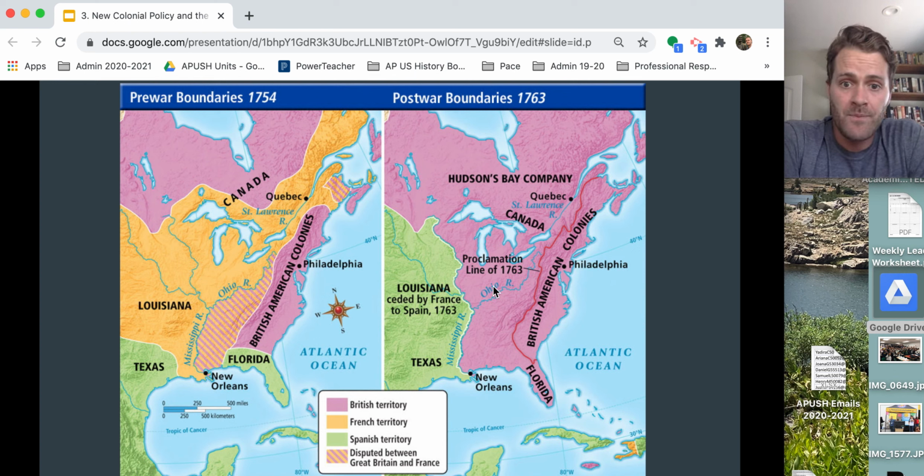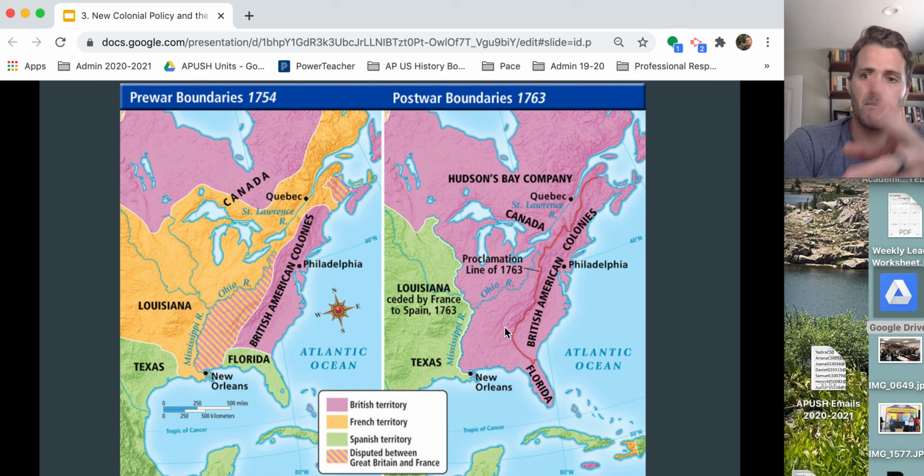So now the colonists are looking at this like, man, look at all this land we can spread out to now. This is great. Check us out. We're part of the British Empire. We're living it up.